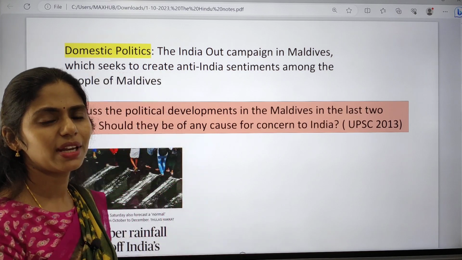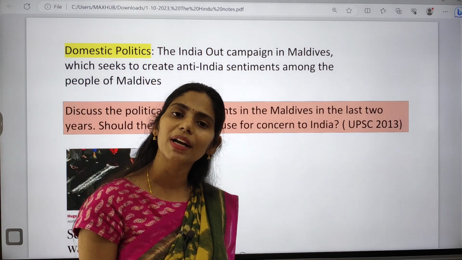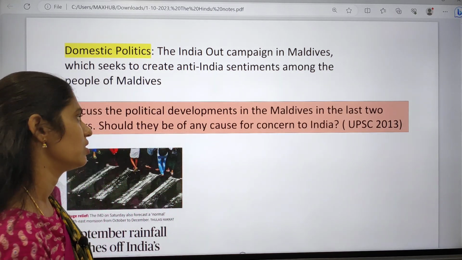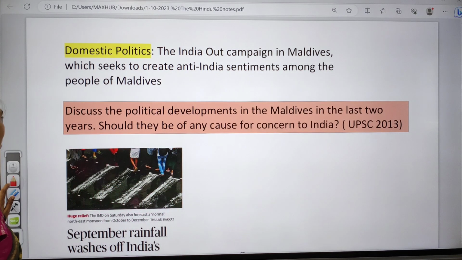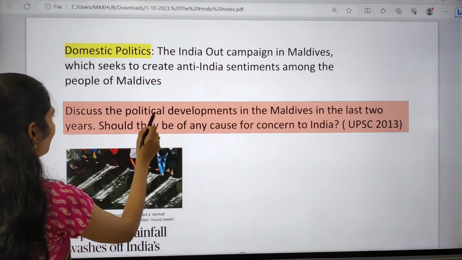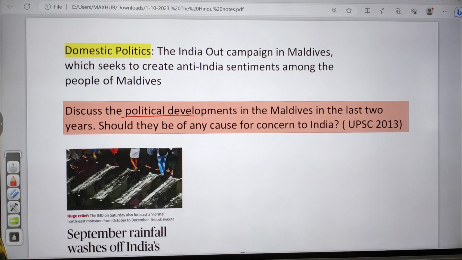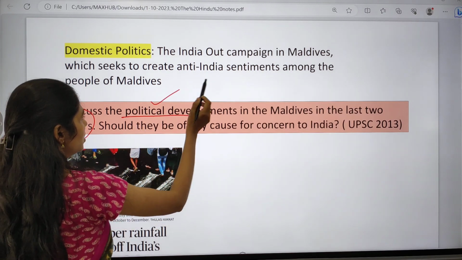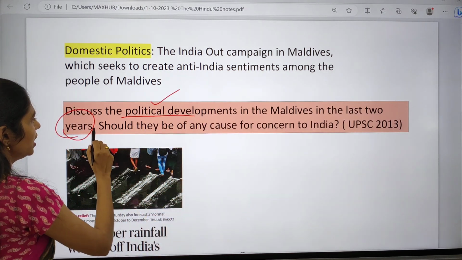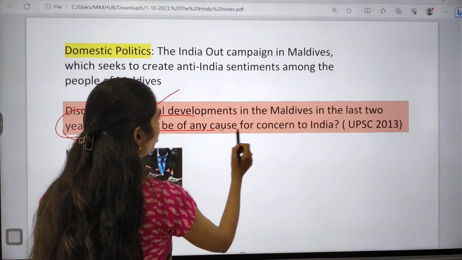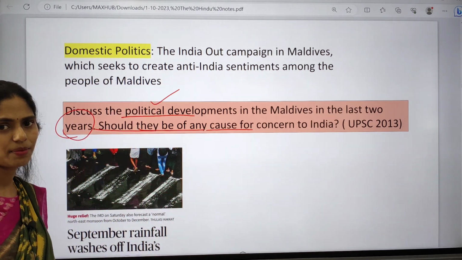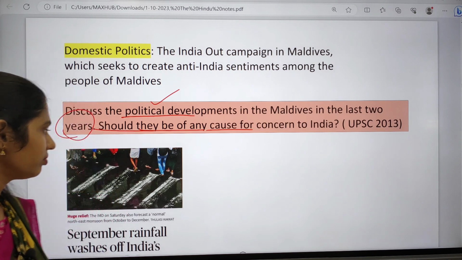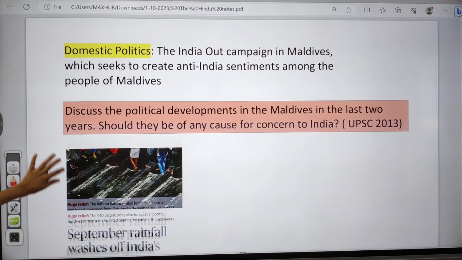So I want to give you one mains question, but this question already appeared in 2013. If you want, you can try to write an answer for this question so that you can test your knowledge. Discuss the political developments in the Maldives in the last 2 years. So in the last 2 years, you have to see the political developments, and whether they are a cause of concern for India or not. Okay, so try to write an answer for this question. And now let us move on to the next topic.